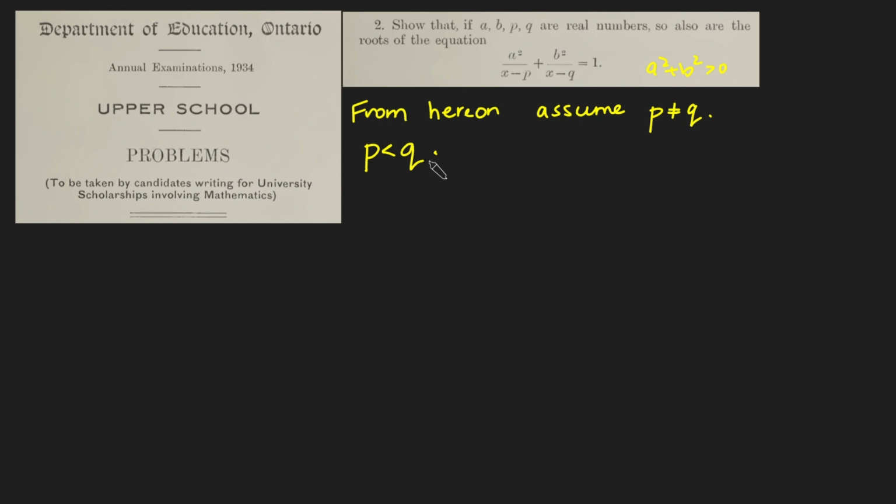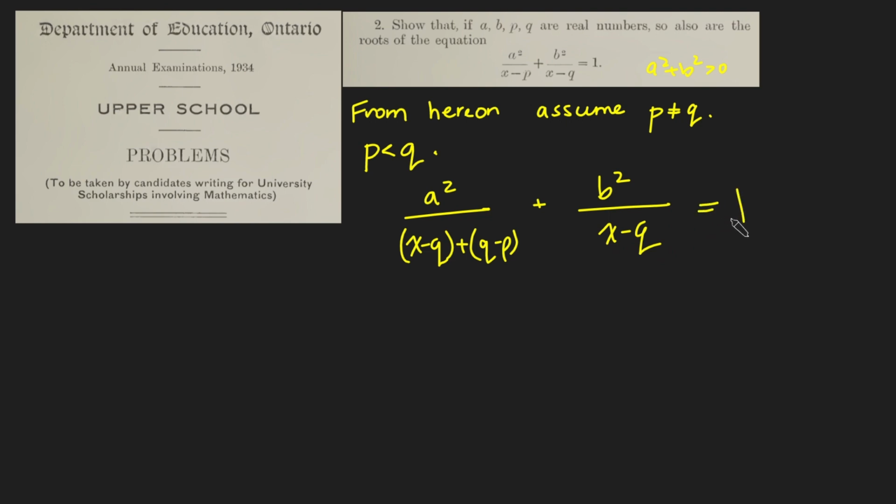Now, here's the trick. What we're going to do is do a bit of a translation on this left-hand side. So let me just write it out in a bit of a weird way. I'm going to write this as a squared over x minus q plus q minus p, and then plus b squared over x minus q equals 1. So all I've done is I've written x minus p as x minus q plus q minus p, like so.